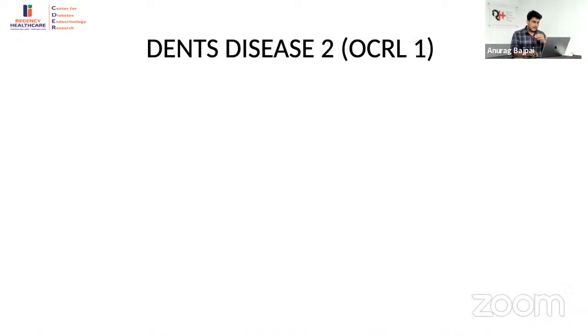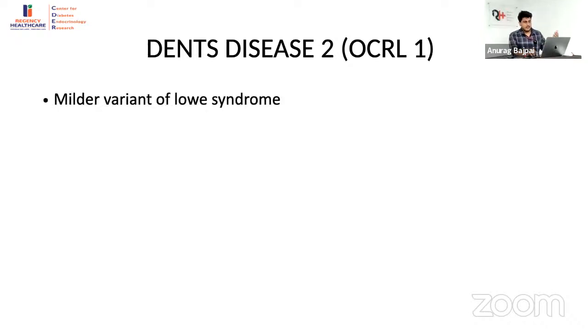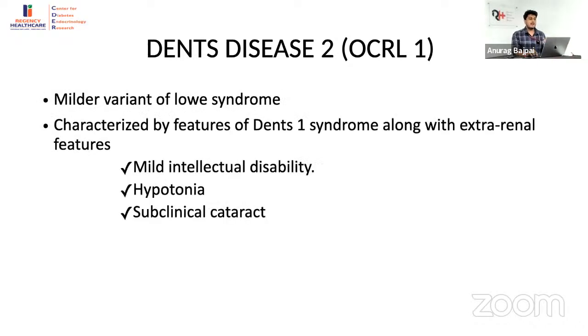And there's another type, which is Dent's disease 2. This is actually a continuum of Lowe syndrome. Lowe syndrome and Dent's disease involve mutations of the same gene, which is the OCRL gene. But it has all the features of Dent's disease along with mild features of Lowe syndrome, which is characterized by mild intellectual disability, hypotonia, subclinical cataract, and nephrocalcinosis seen in around 40% of patients.